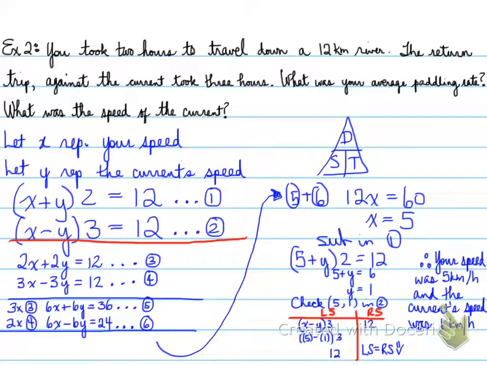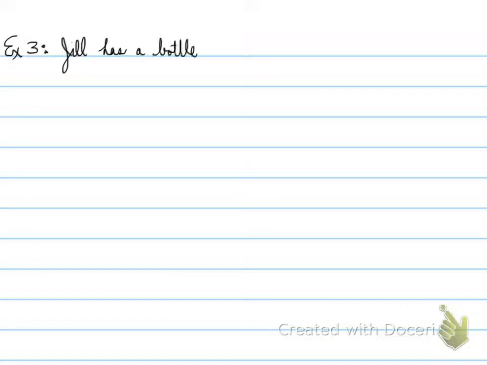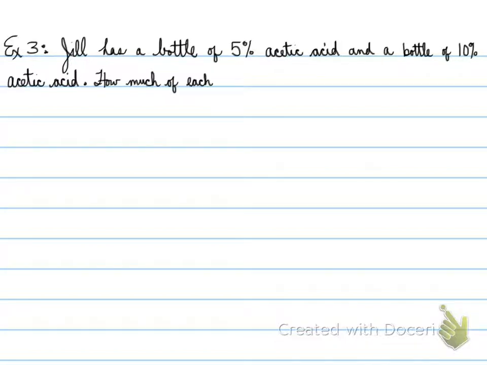Okay, we're back. So now we're going to look at the next word problem. And here it is, the last one. Jill has a bottle of 5% acetic acid and a bottle of 10% acetic acid. How much of each should she use to make 250 milliliters of 8% acetic acid?